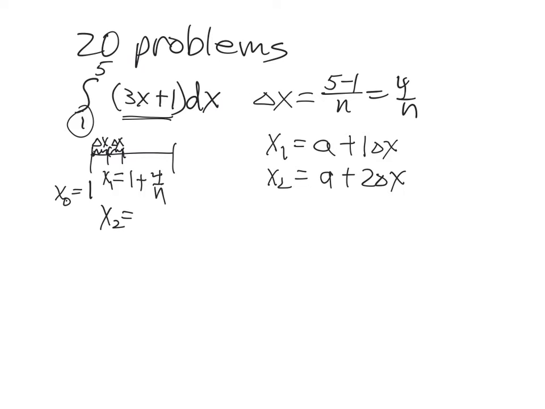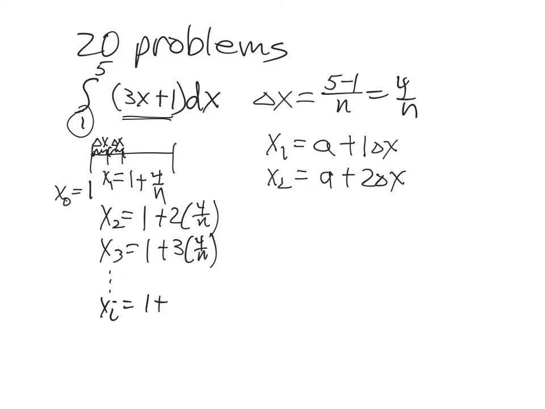So in particular, we'd have 1 plus 2 times 4 over n. Now you could go ahead and multiply and say 8 over n, but it's going to be easier if you just leave it in this form. So when you get your pattern, okay, so it's probably enough to see what's happening. x sub i is going to be what? 1 plus i times 4 over n.